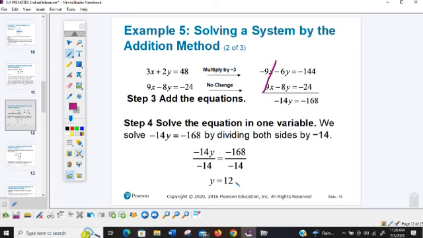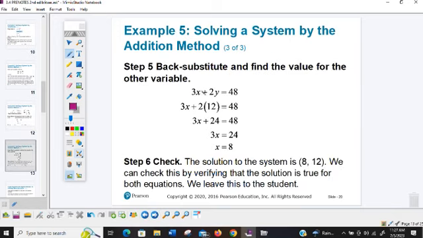I am halfway there. I have my y. Now I need to get my x. So we're going to take that 12 and we're going to substitute it back into one of the original equations. It doesn't matter which one. You can plug it in here and solve or here. Okay, let's try the top one.